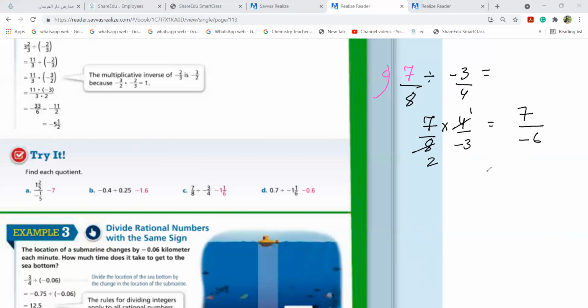Or even if you want to do that, but again, there will be simplification. 6. So you have minus 1 1/6. Okay?